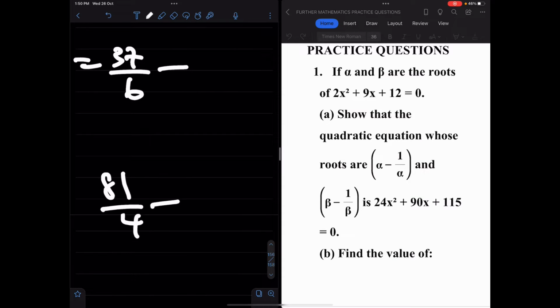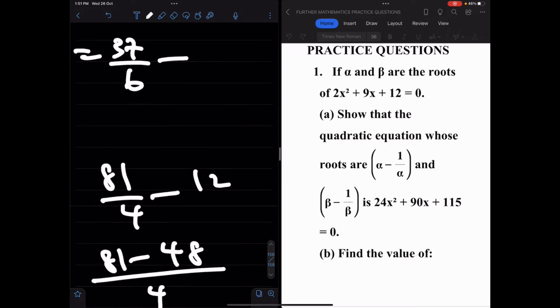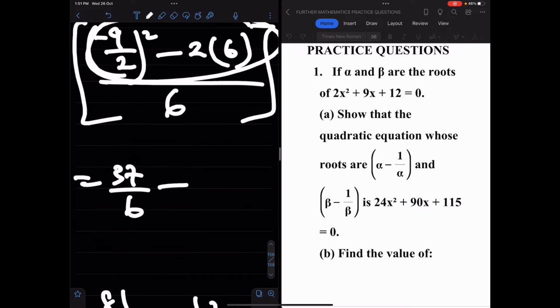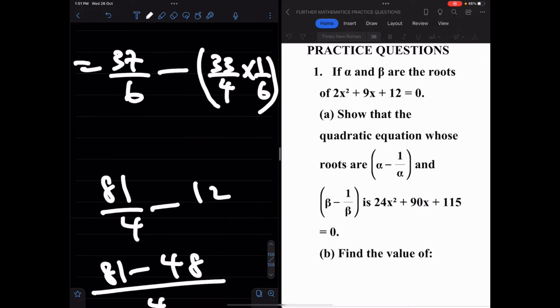81 over 4 minus 12 is simply 81 minus 48 over 4. 81 minus 48 is 33, if I'm not mistaken. Yeah, that's 33. So the answer is 33 over 4. So this is going to be 33 over 4 divided by 6, which means times 1 over 6.